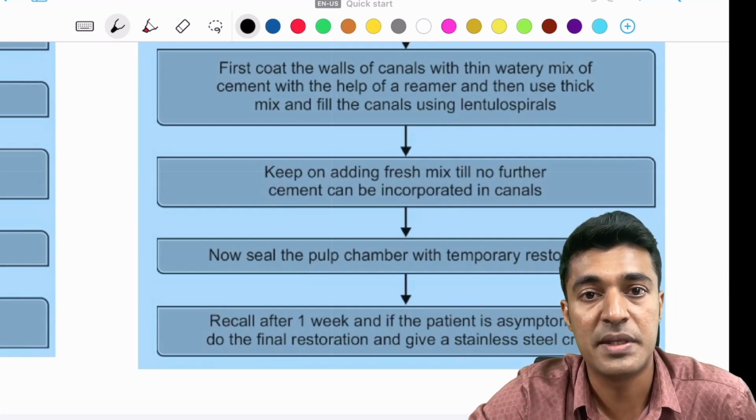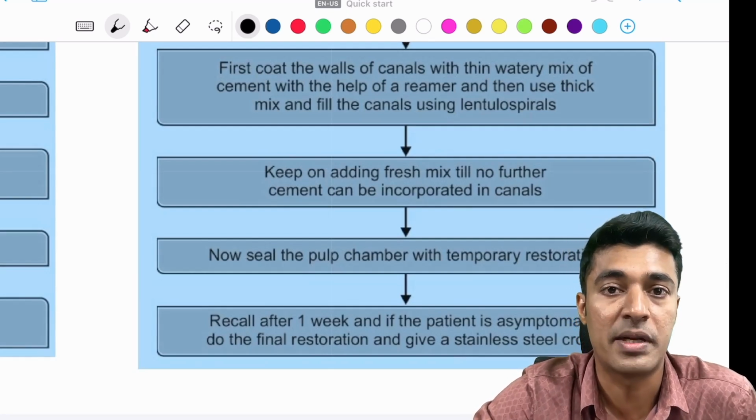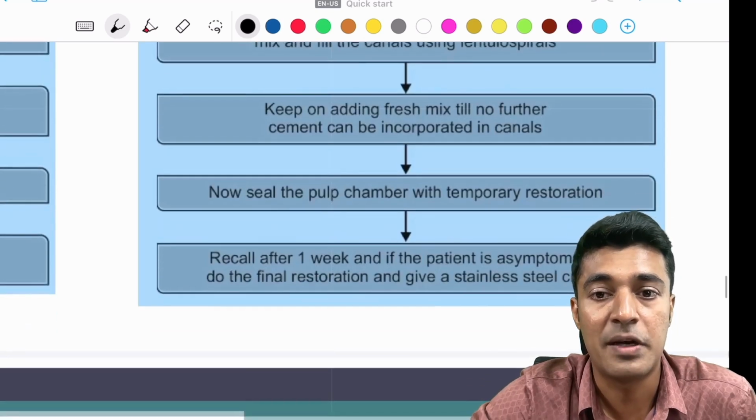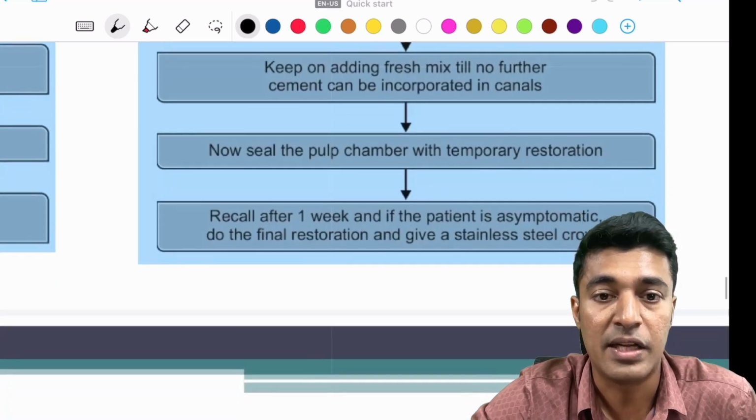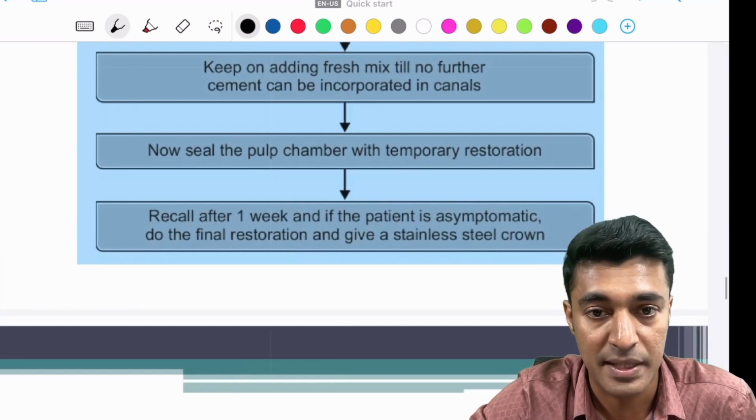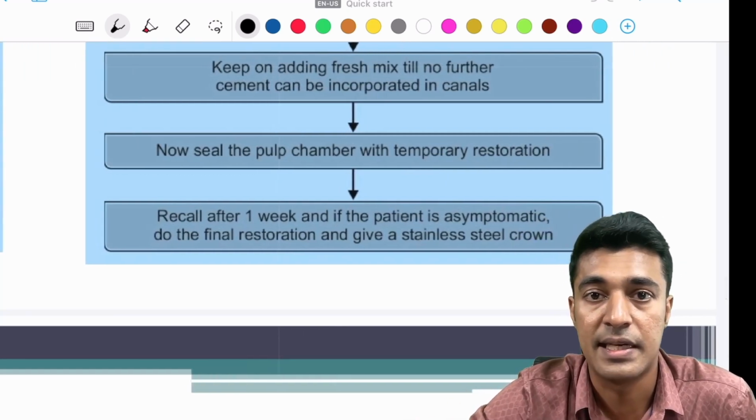Keep on adding fresh mix till no further cement can be incorporated into the canal. Now seal the pulp chamber with the temporary restoration. Recall after one week, and if the patient is asymptomatic, do a final restoration and a stainless steel crown.